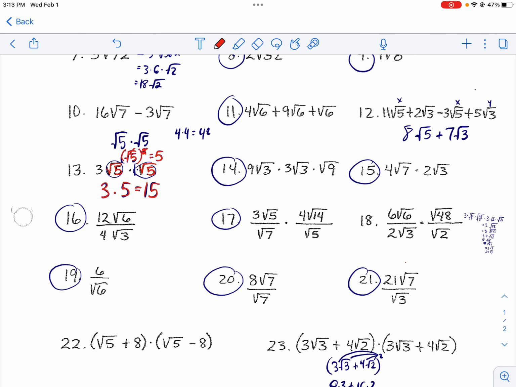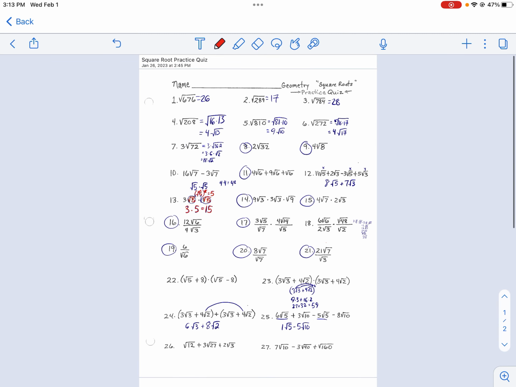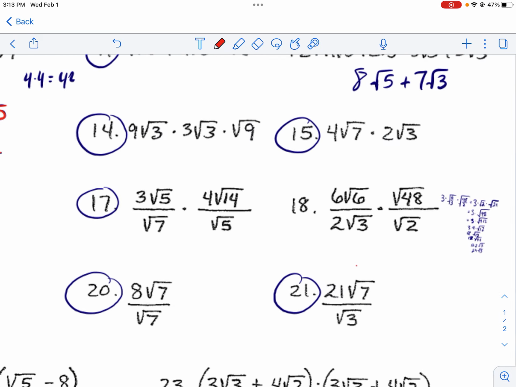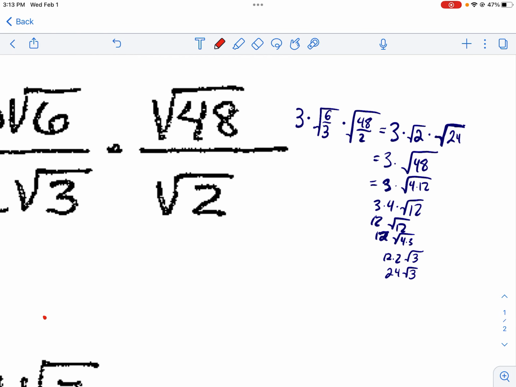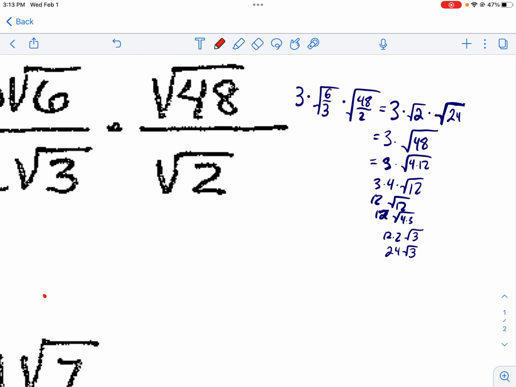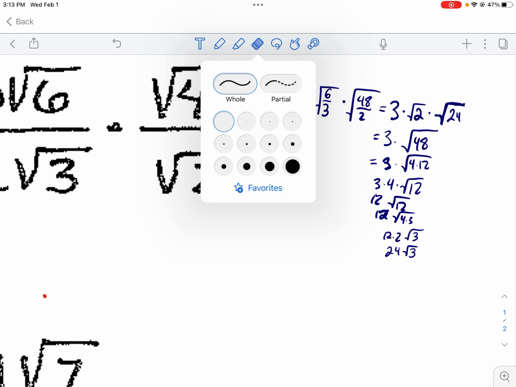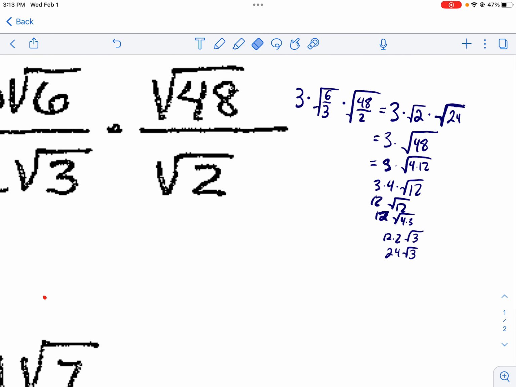All right, let's begin the square root practice quiz, going over some of these answers we didn't get to in class. I'm going to start with number 18. I realized I made a mistake when I was talking about this one in class. I took the square root of 4 and I got 4, and that's right here.